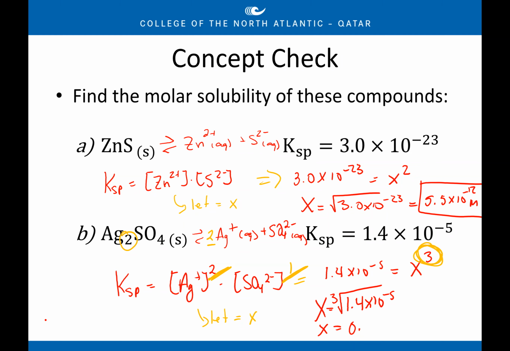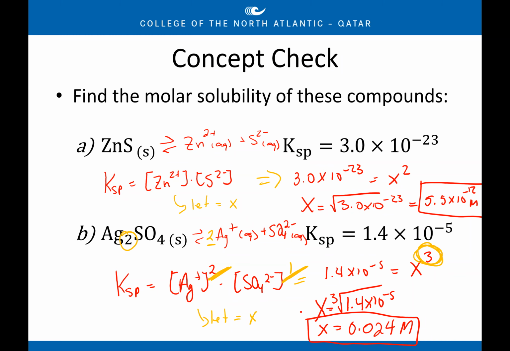So 1.4 times 10 to the minus 5, the cube root of that, sorry about that. That was a typo on my part. It's 0.24. The cube root, not the square root, the cube root. All right, I just fixed it there. Cool. Any questions on that?